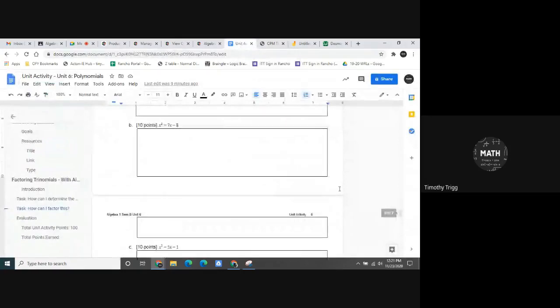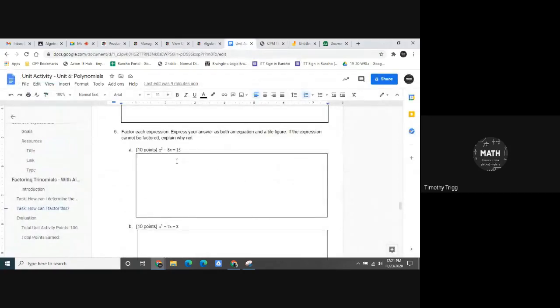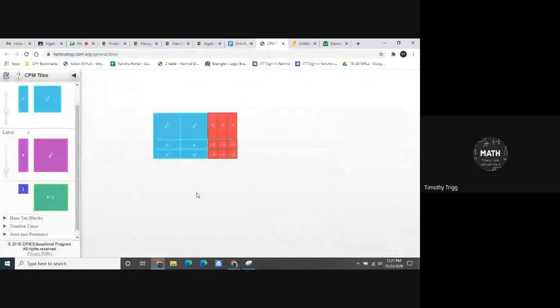All right, we've got a few more to factor. Let's take a look. So this next one has x squared minus 8x plus 15. So we have 8 x's. We have 15 singles. We just have a single x squared. These are negative 8 x's. These are all negative. And we have positive 15 singles.